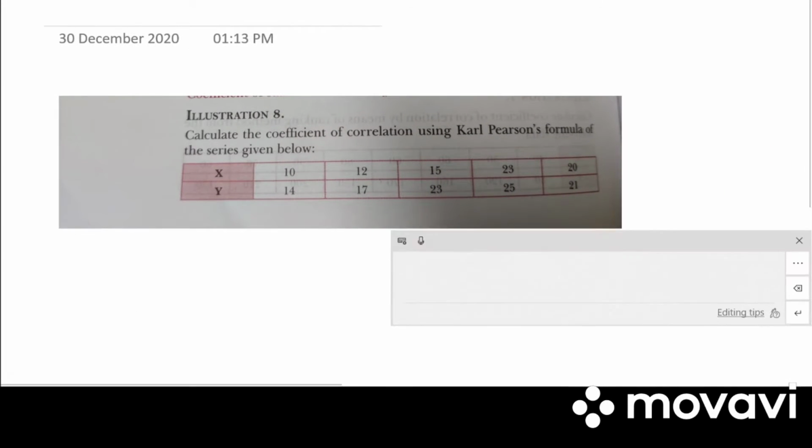Good morning, students. So let's continue with the chapter that is correlation. Today is the last class of this chapter. So take down illustration 8. Calculate coefficient of correlation for the following data.